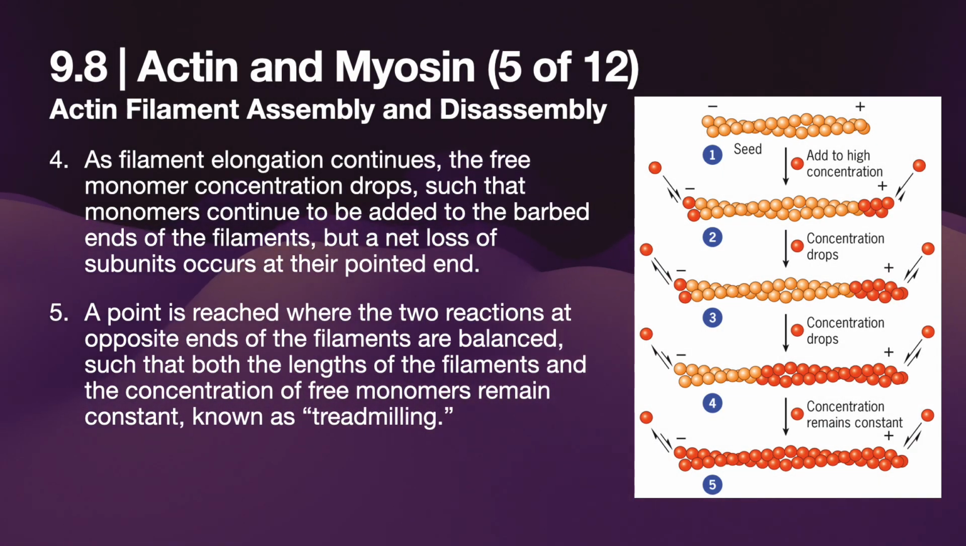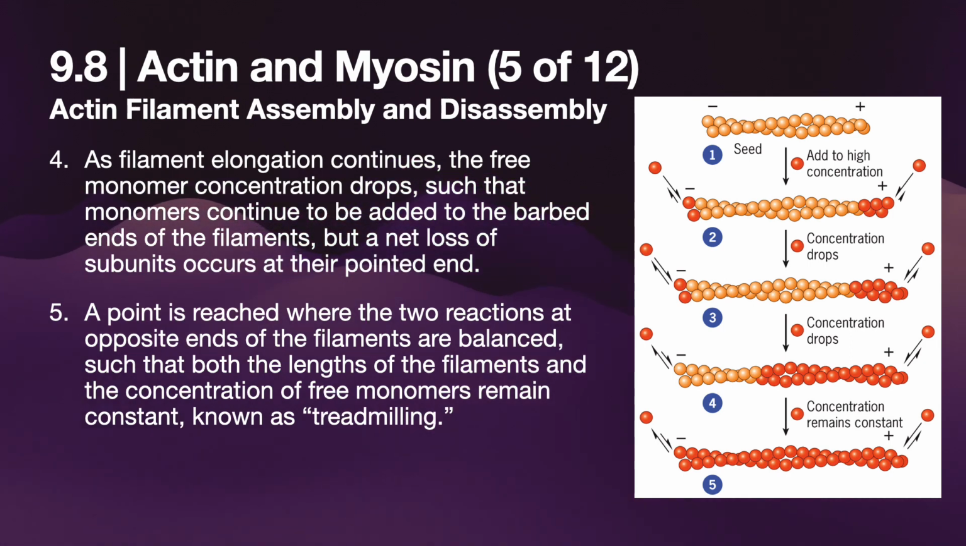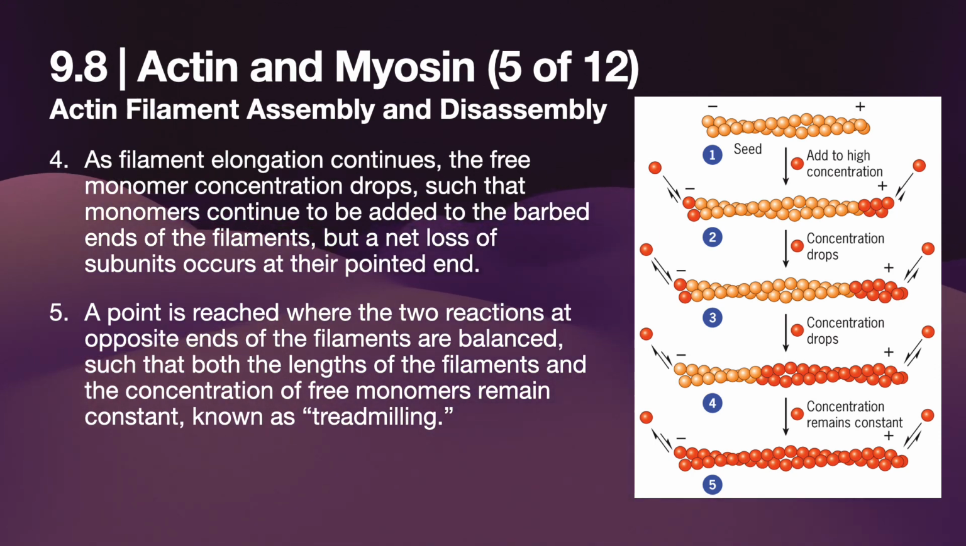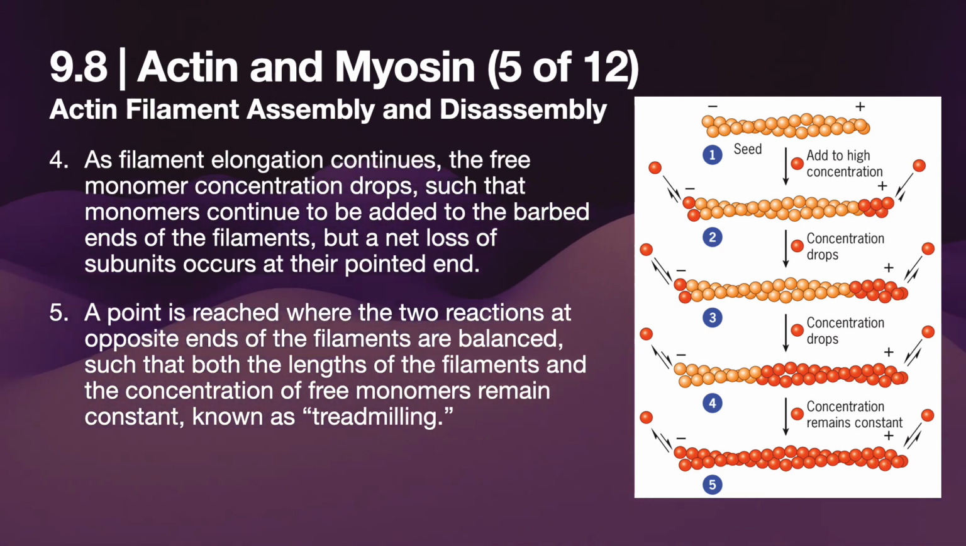Fourth, as filament elongation continues, the free monomer concentration drops such that monomers continue to be added to the barbed ends of the filaments, but a net loss of subunits occurs at their pointed end. A point is reached where the two reactions at the opposite ends of the filaments are balanced such that both the lengths of the filaments and the concentration of free monomers remain constant, and we refer to this as treadmilling.